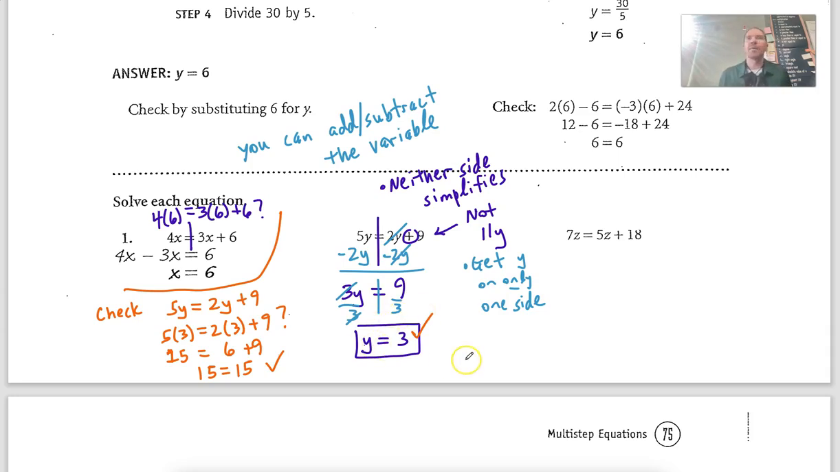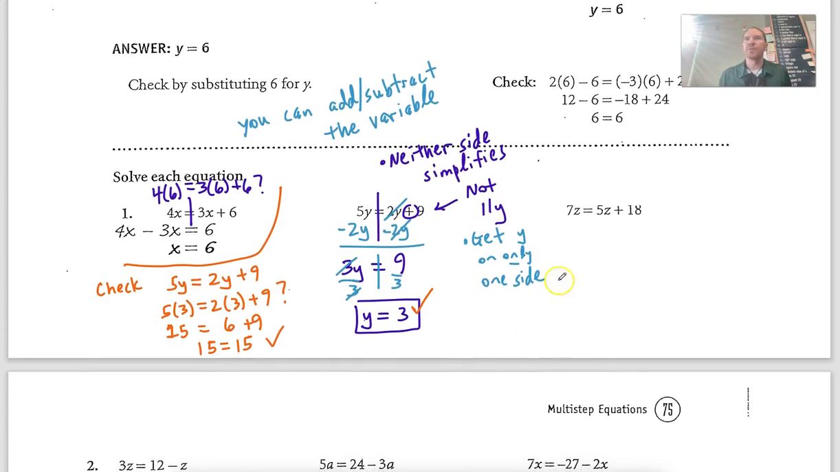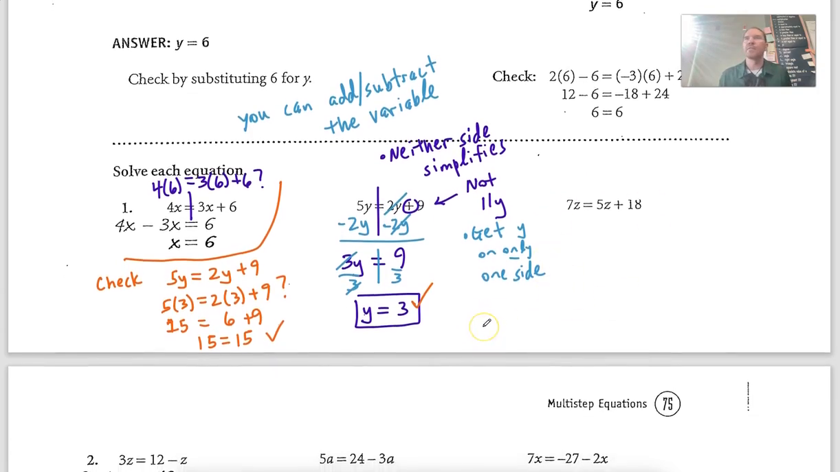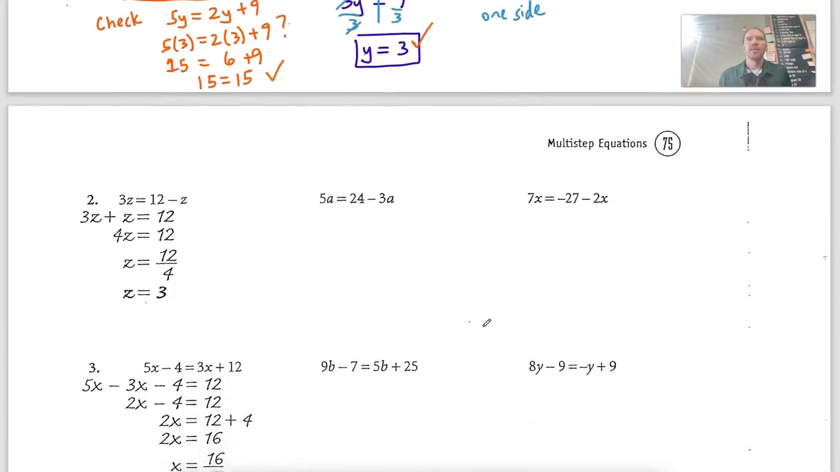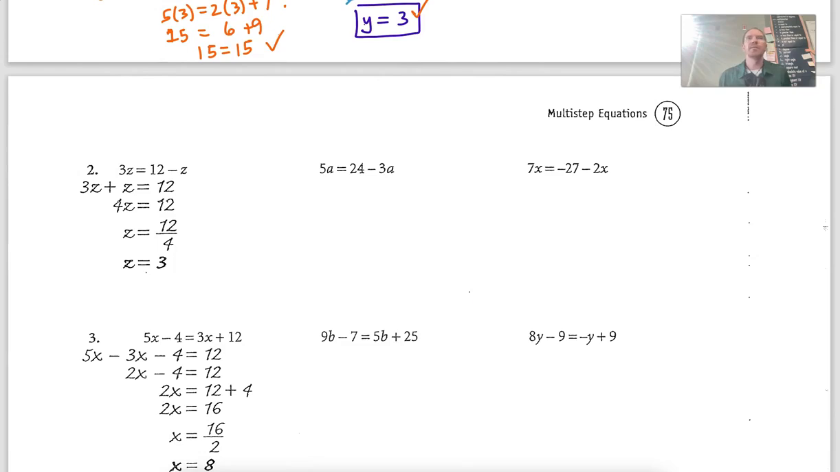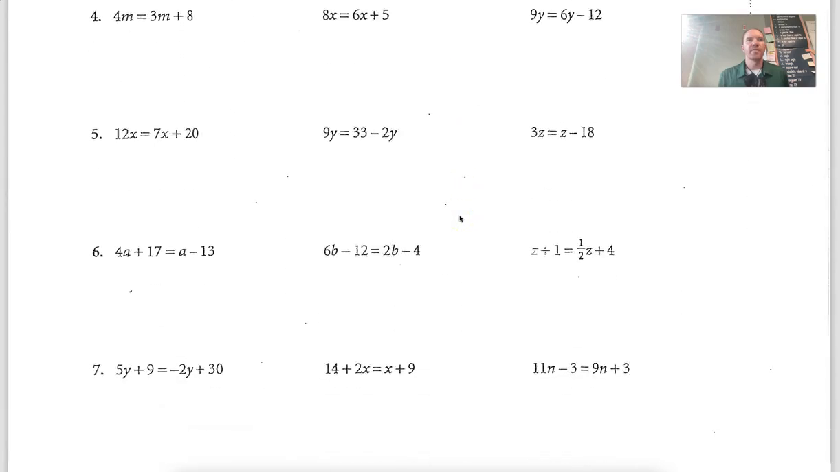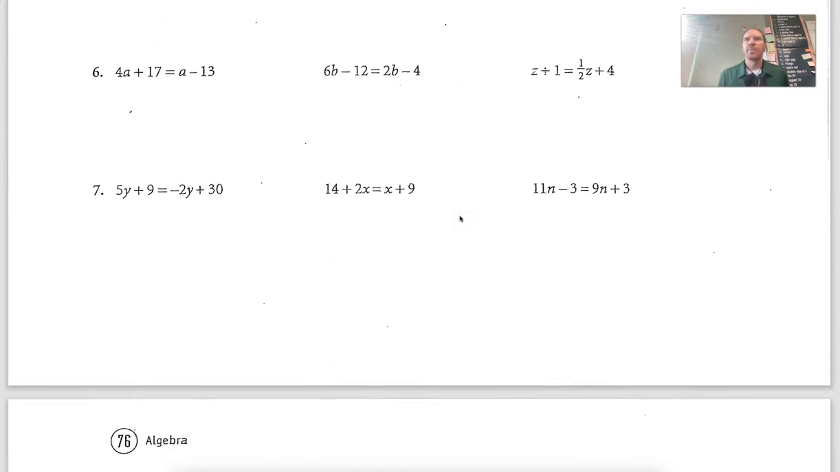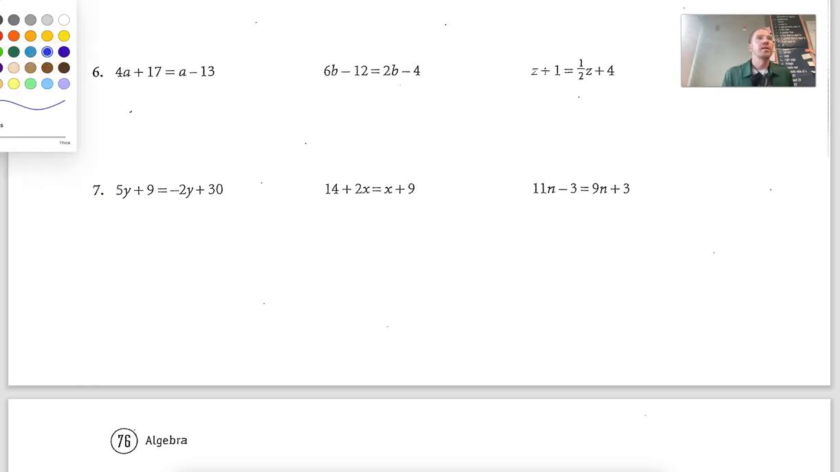I think just for time, I'm going to scoot to the next page, but you can try the next example if you haven't yet. Let me pause here and see if I can find a good one. I'm going to skip down to the bottom of page 75 and maybe do a couple of problems here, or at least get started on them. So I'm going to go with the last row, number 7. I'm going to start with the first one here.